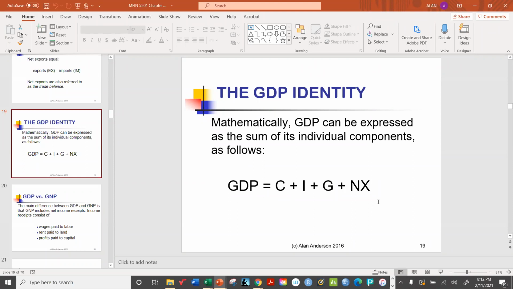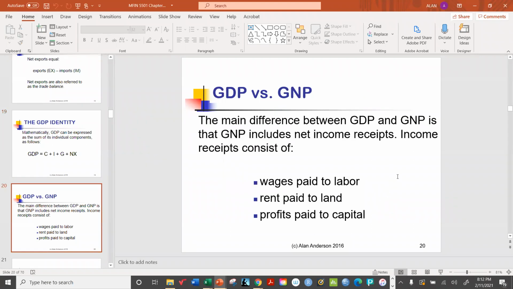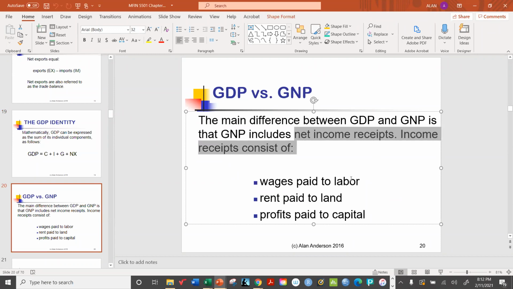All right, now we're going to do some algebra. So net income receipts, as I just finished discussing, consists primarily of wages paid to labor. We also have this category here, rent paid to land. That can mean a lot of things. Land in economics actually is used to mean natural resources. And the returns to land are defined as rent.